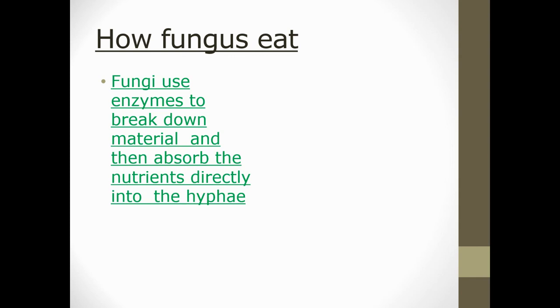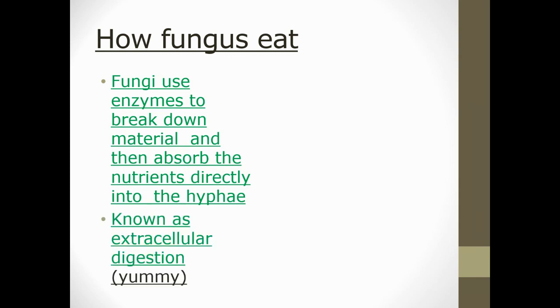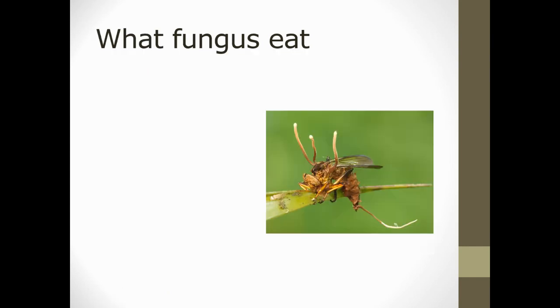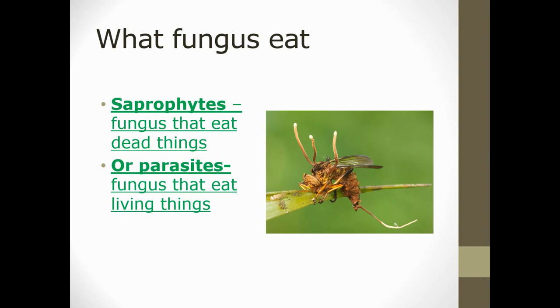How do fungus eat? Well, they do two things. They use an enzyme to break down materials, and then they absorb that directly through their mycelium, through their hyphae. It's called extracellular digestion. So this is a really common mold that grows on citrus. So what do they eat? Well, they're either one of two categories, which is they either eat dead things or they're parasitic, which means they grow inside of something and then they eat that thing.